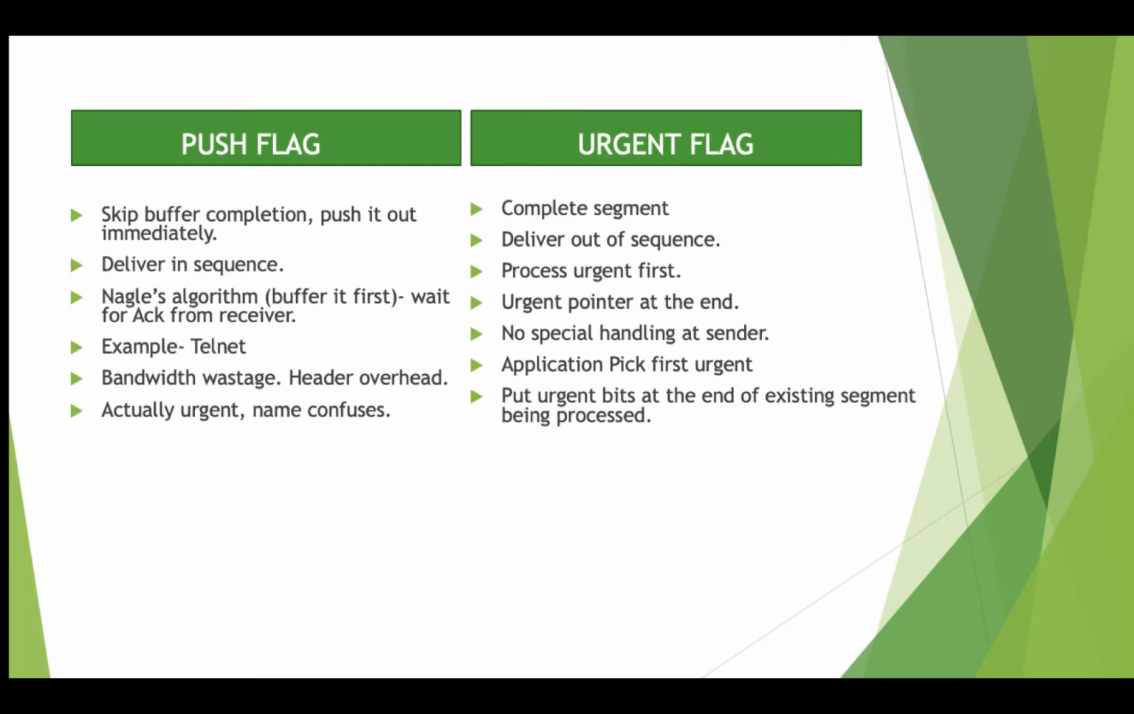Now let's say there is a segment A, B being processed at that time. Then a segment C comes in that contains 1 to 5 of urgent data. What would happen is the application would process segment A first, segment B second, and then that urgent data would be added at the end of the existing segment, that is B. Obviously it would be processed first, so it would be placed right there, and then the remaining data in C, which was not urgent, would be sent for processing. This is how it works.